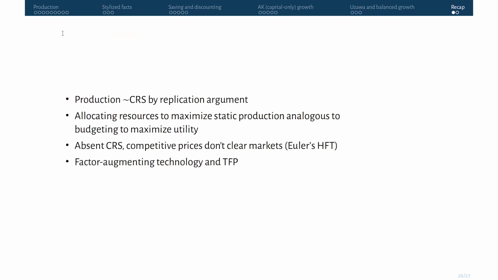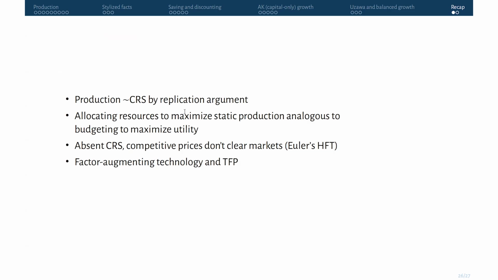All right. So to recap, we've introduced the arguments for taking as a good approximation that production exhibits constant returns to scale. We found that given constant returns to scale, you can talk about competitive markets, right? Factors getting paid their marginal products, but absent constant returns to scale, you can't. This is all from Euler's homogeneous function theorem.